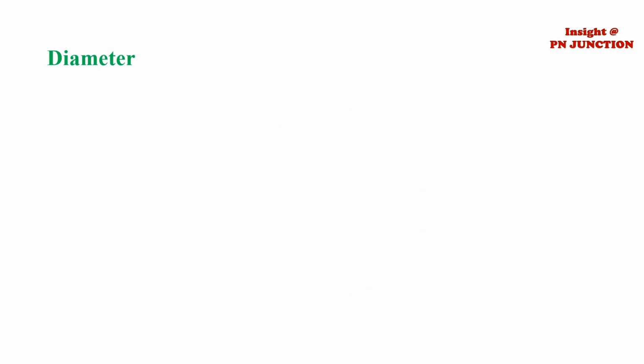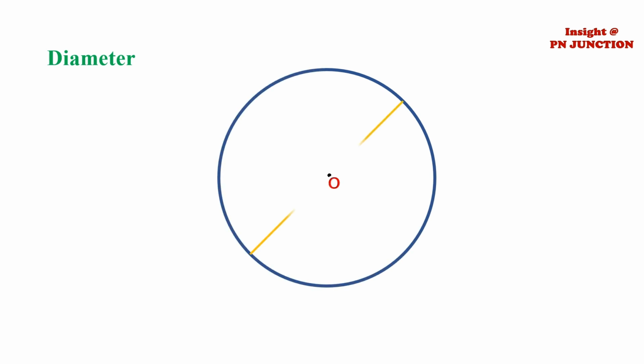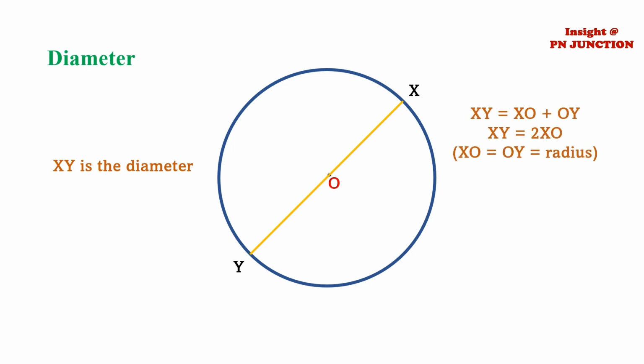Next is the diameter. Diameter passes through the center of the circle and divides it into two equal halves. In this figure, line segment XY is the diameter. We can write XY as the sum of XO and OY, X, O, and Y being collinear points. As XO and OY are the radii of the circle, they are equal, and hence the diameter of a circle is simply twice the length of its radius. Also, the diameter is the longest chord in a circle.